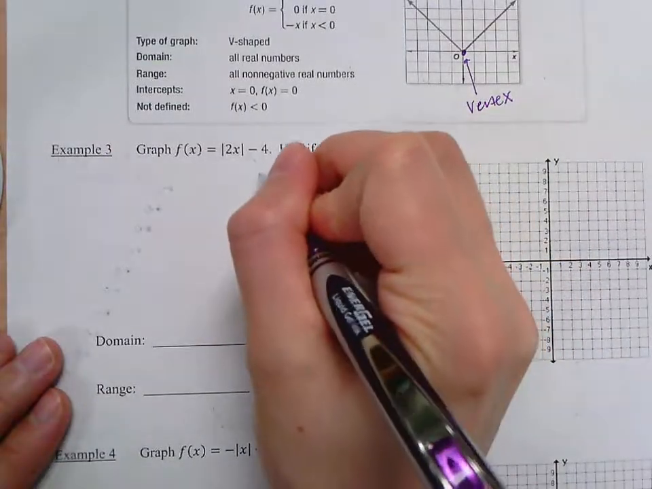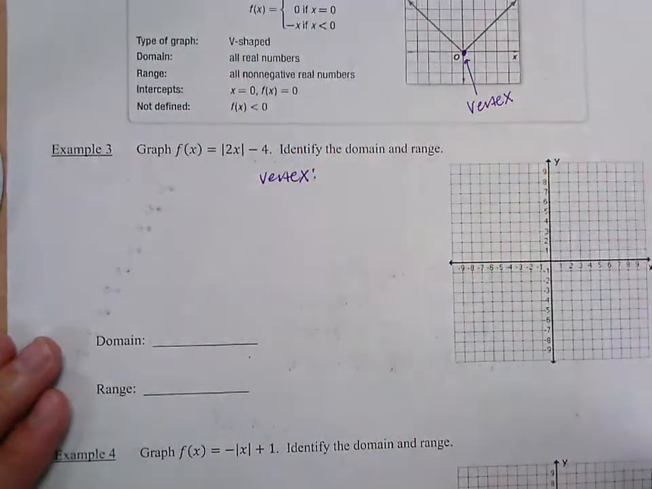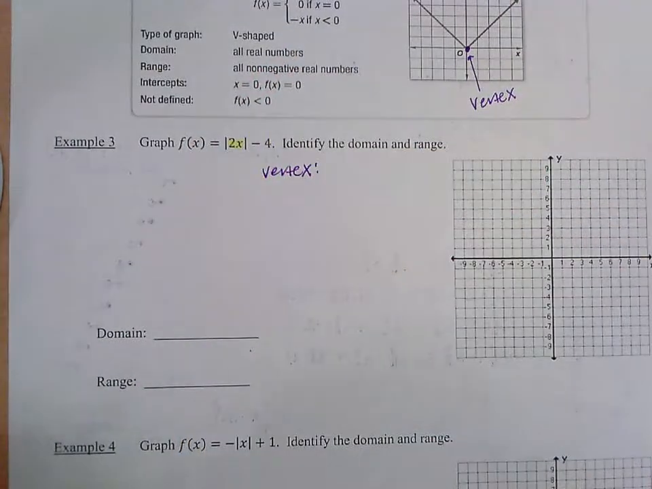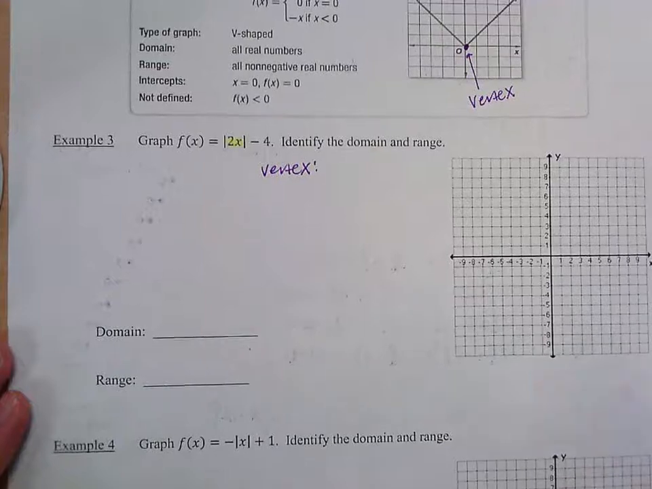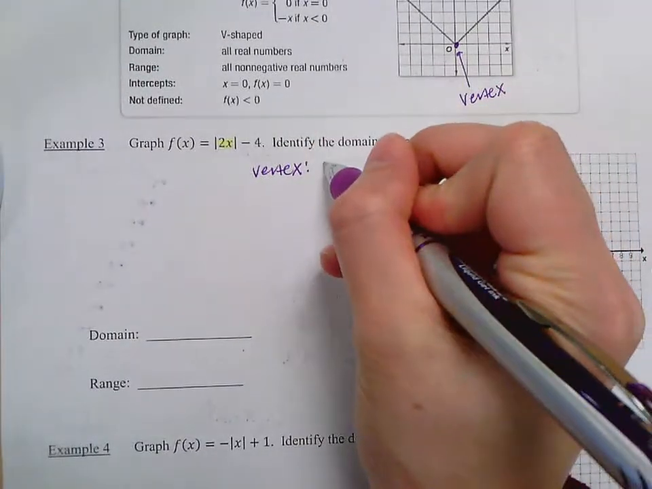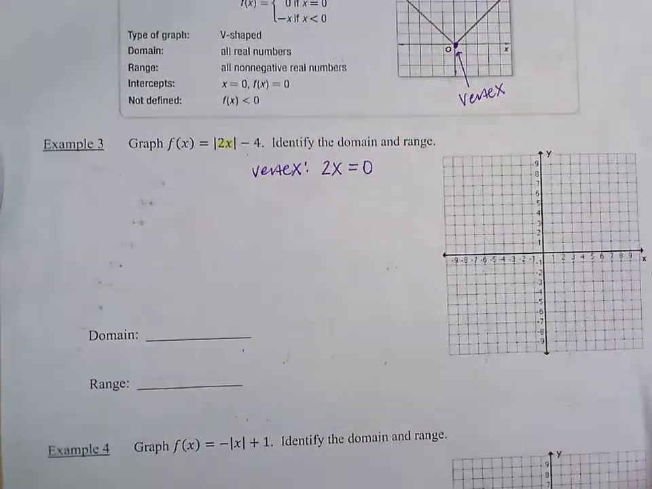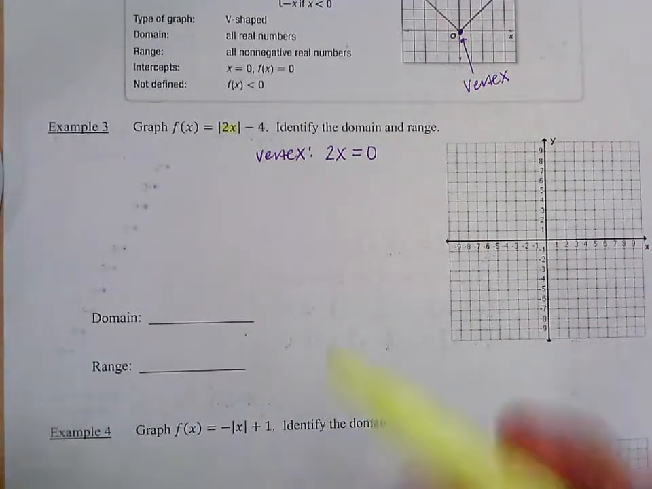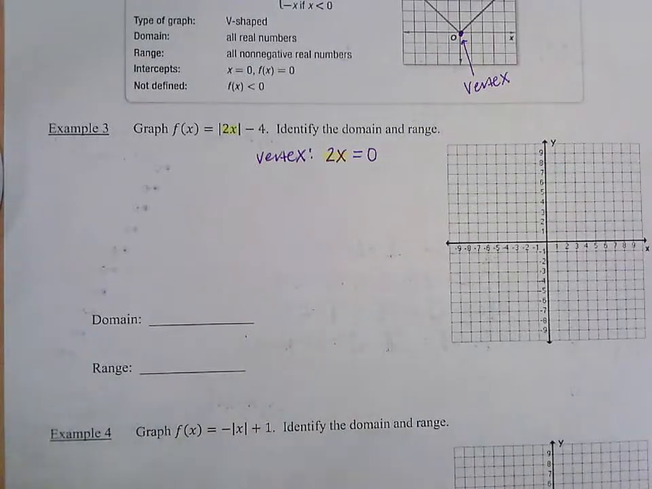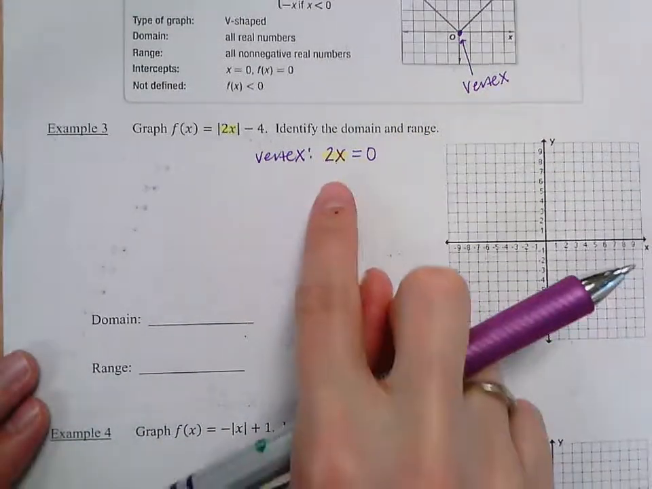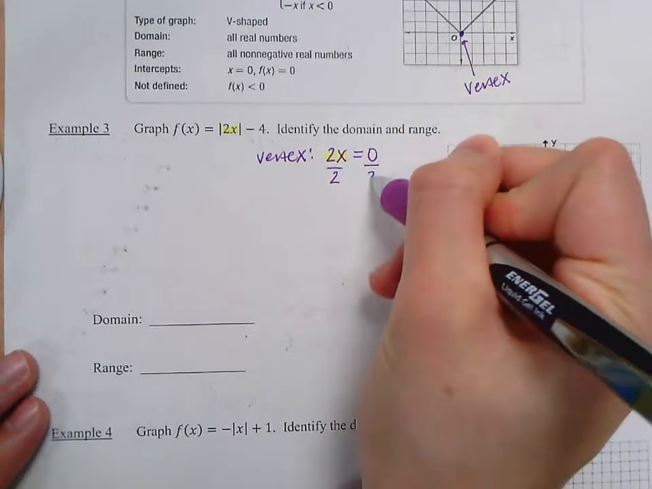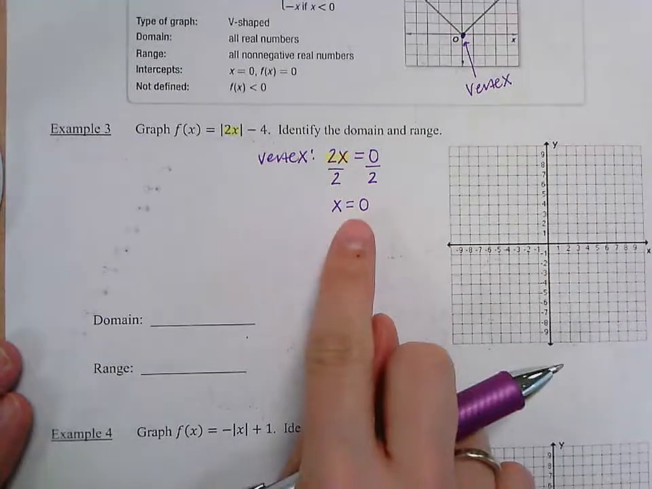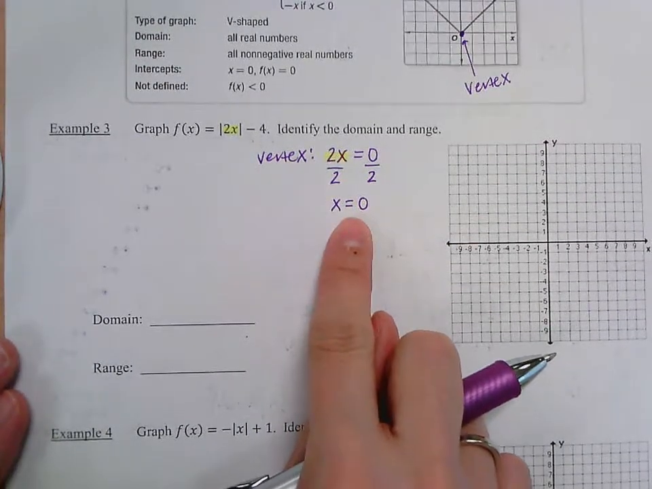And to find the vertex, you want to take only what is in the absolute value bars. So in this case, the 2x, I don't include the minus 4. So I just take the 2x and I set it equal to 0. So to find the vertex, you take what's in the absolute value bar, set it equal to 0, and then you would solve it for x. So in this case, if I solve for x, divide by 2, I get x is 0 divided by 2 is 0. So this is the x value of my vertex.